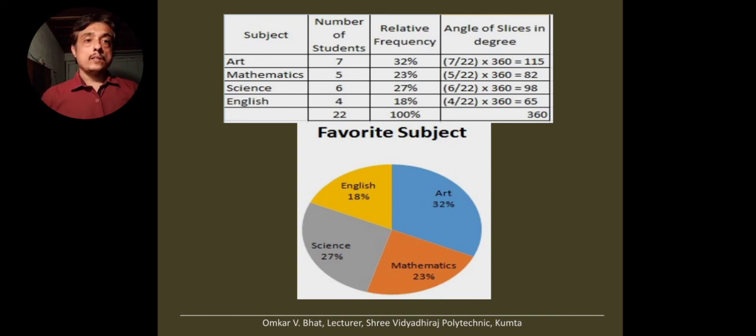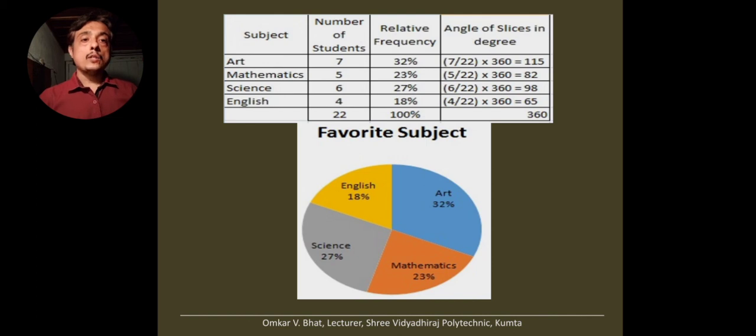See, you can see for the subject art, percentage is also written 32%, and it is represented with blue color slice, and angle of that slice is 115 degree. Similarly, a different color is used for mathematics. Its percentage is also written there, 23%. For science 27%, and for English 18%. So this is pie chart. See, you can draw any meaningful inferences very easily from this particular pie chart.